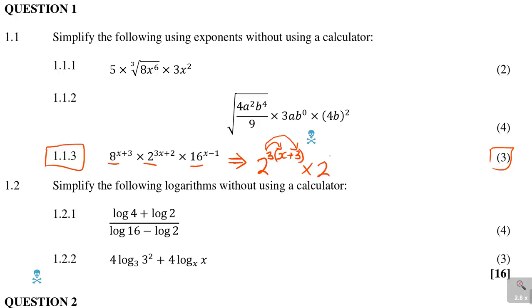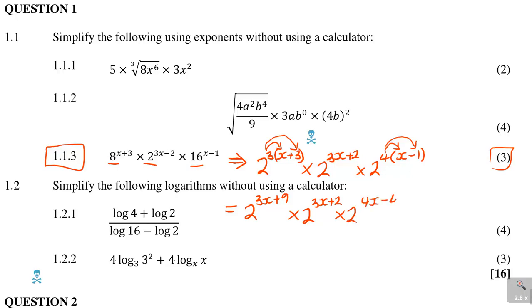The next one is 2 to the power of 3x plus 2 and times, remember 16 was 2 to the power of 4, again bracket x minus 1. So please do that and trust me, you will get it right. So now expanding in the first one will become 2 to the power of 3x plus 9 times 2 to the power of 3x plus 2 times, now also expand that part, it will be 2 to the power of 4x minus 4.